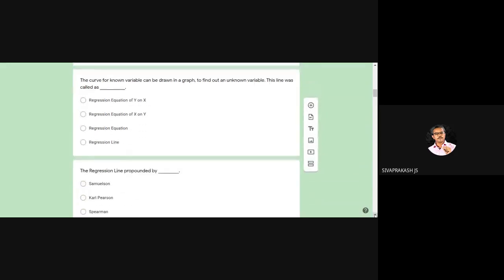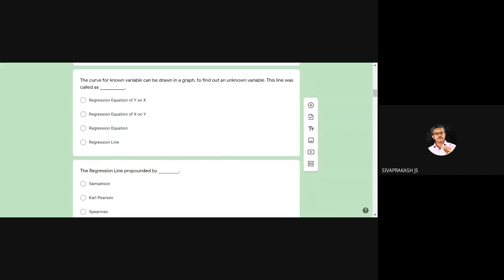Next, the curve for known variable can be drawn in a graph to find out the unknown variable. This line was called as regression line. Okay, this line was called as regression line.